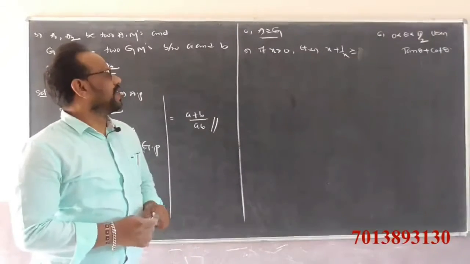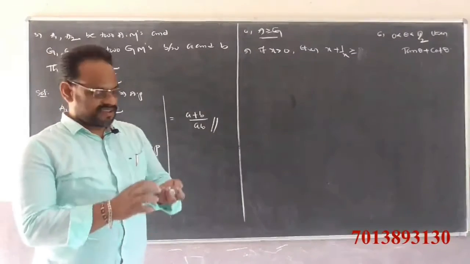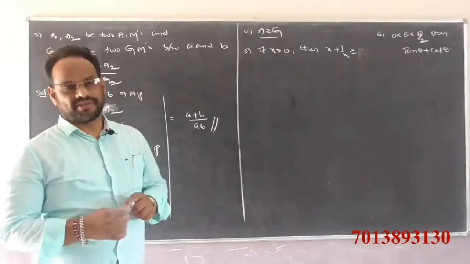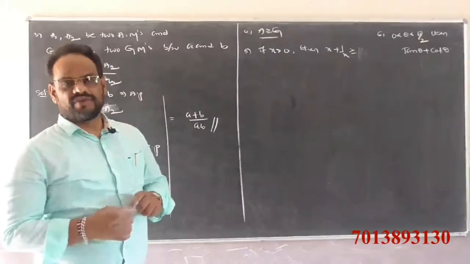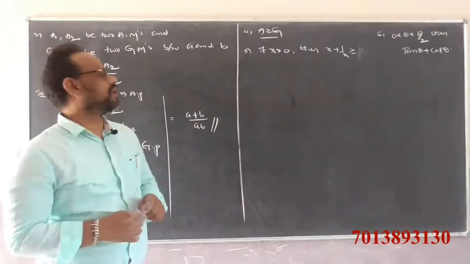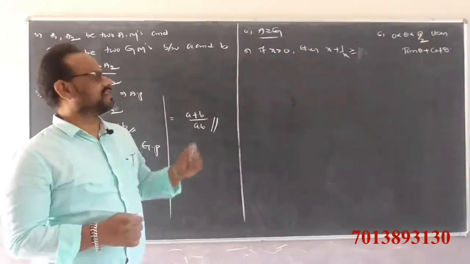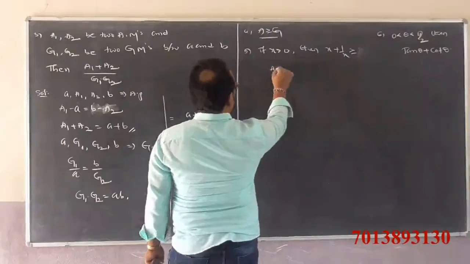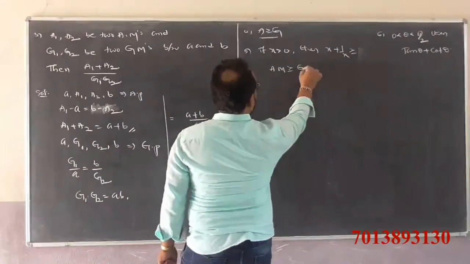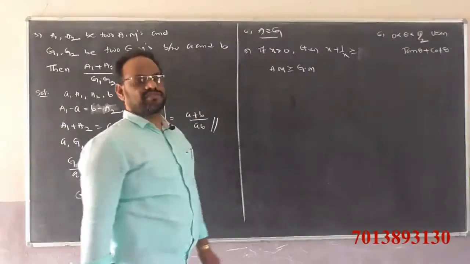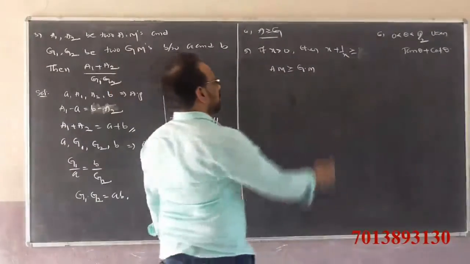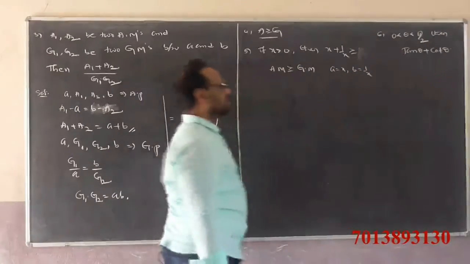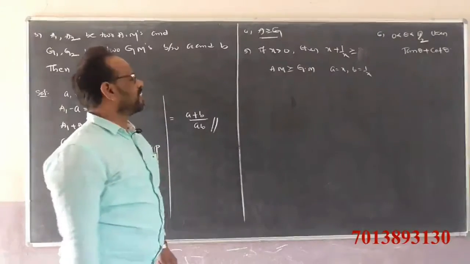Next, fifth one. If x is greater than 0, then x plus 1 by x is always greater than or equal to how much? If you take x greater than 0, like 1, 2, 3, 4 and so on, what is the value that x plus 1 by x is greater than or equal to? Already we know that arithmetic mean is greater than or equal to geometric mean. Let us say A is equal to x and B is equal to 1 by x.